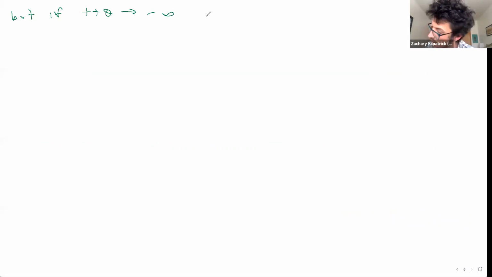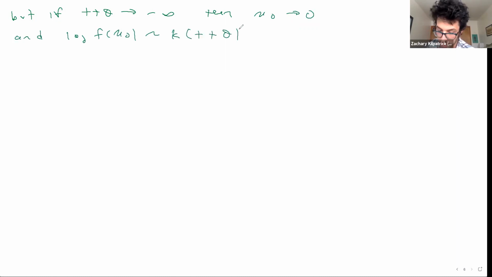Then u0 goes to 0, and log of f of u is going to be approximated by kappa t plus theta in this case, where kappa is equal to f prime of 0, which is going to be greater than 0.